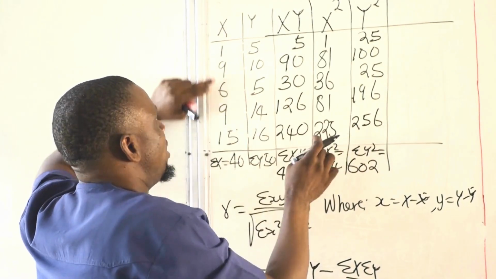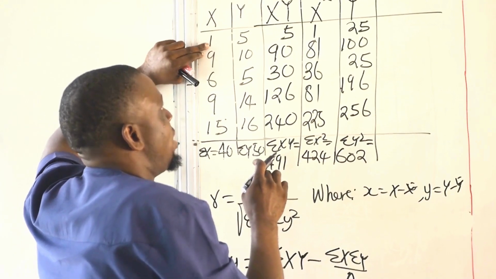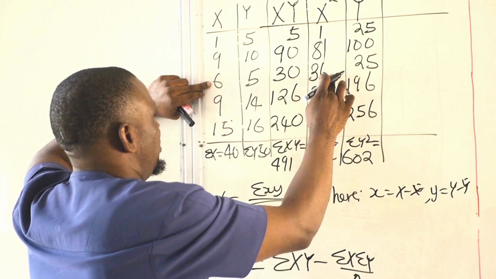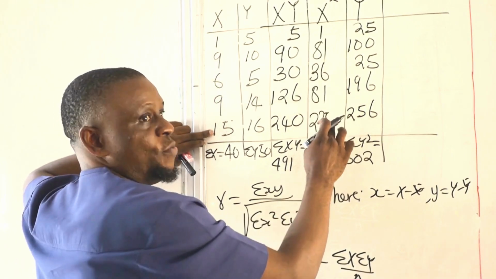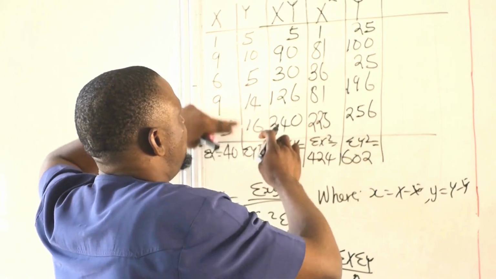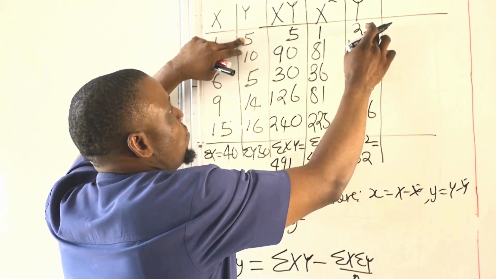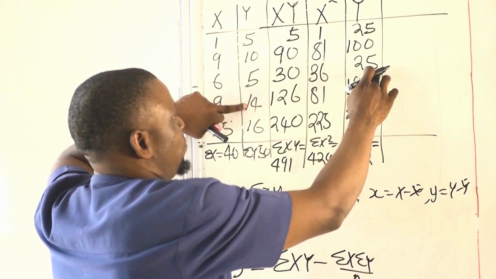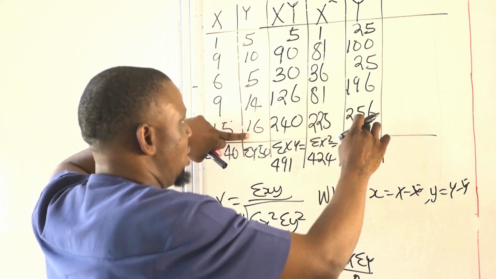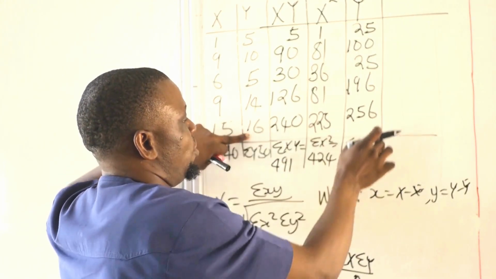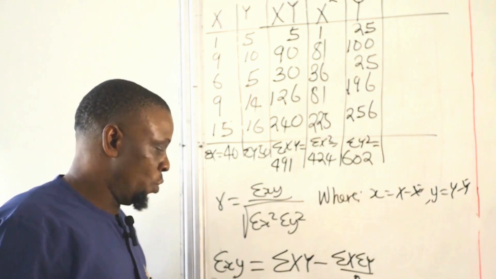For the x square, this is our x values. If we square 1, it will be 1. 9 square is 81. 6 square is 36. 9 square is 81. And 15 square is 225. So y square, this is our y value. So y, 5 times 5 is 25. 10 times 10 is 100. 5 times 5 is 25. 14 times 14 is 196. 16 times 16 is 256. And then the sum of this is 106.